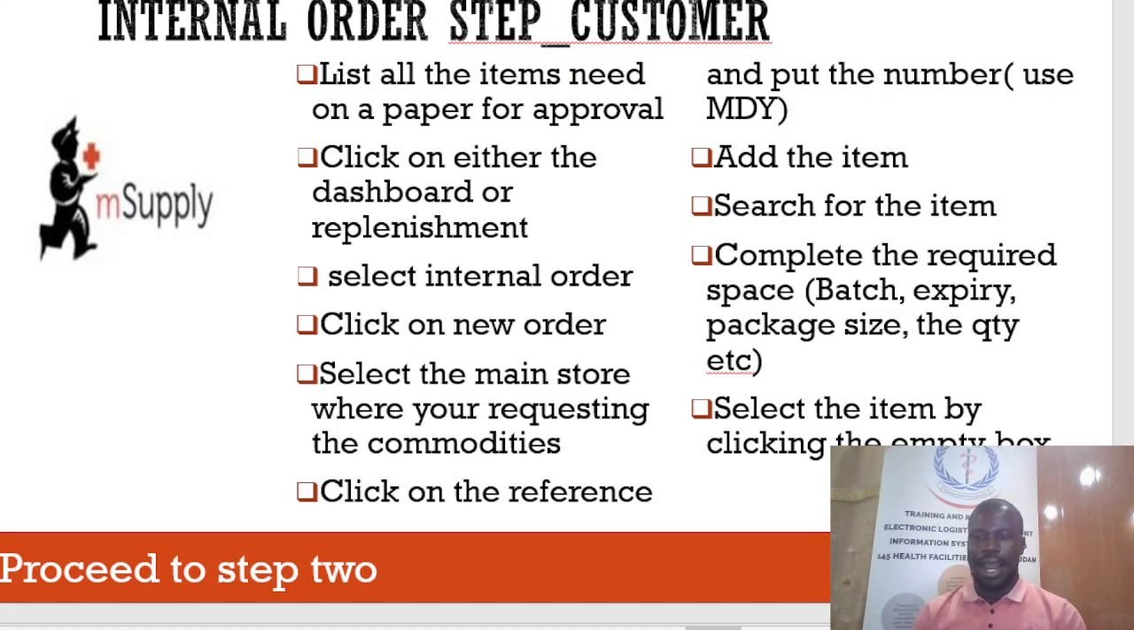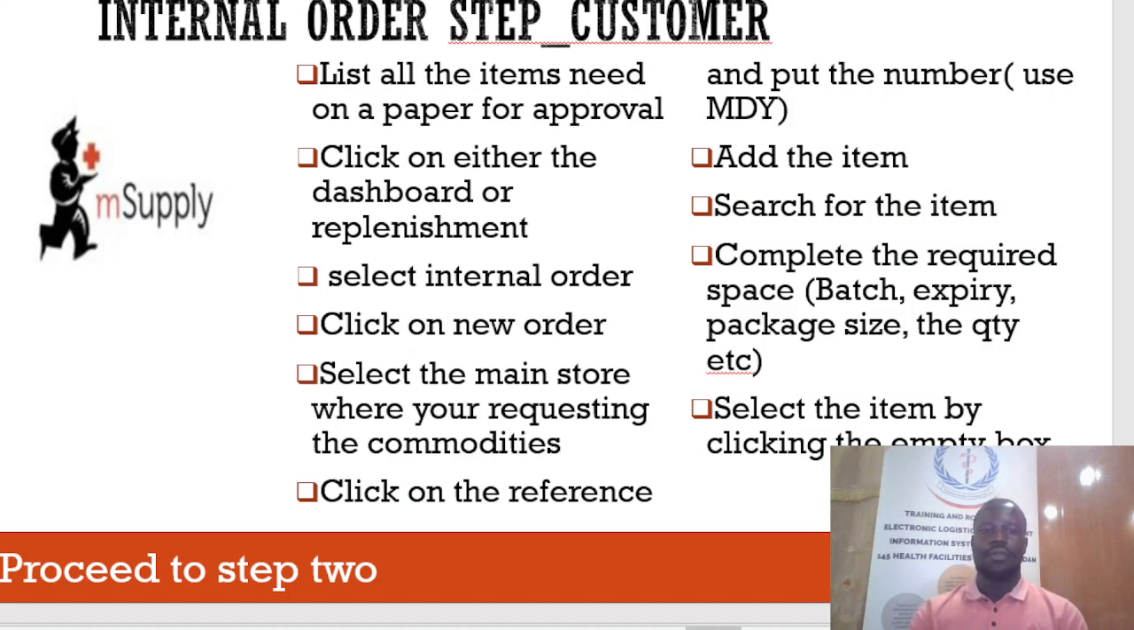After that, you can finalize your request. So after completing your request, please sync your data. If you sync your data, it will help the supplier or the main store to be in a position to know that you have placed a request. So those are the basic things that you will do in putting your request as a customer to the main store. And that also happens to the main store when they're requesting from the central level or from the regional warehouse.